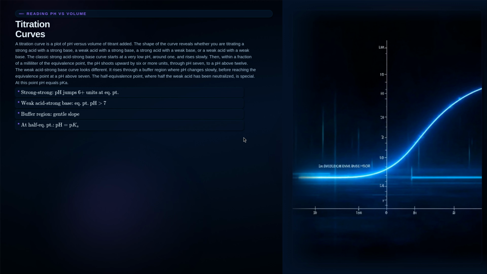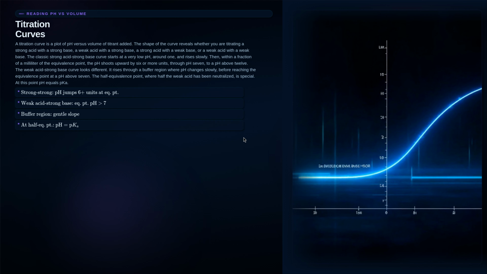The classic strong acid strong base curve starts at a very low pH, around 1, and rises slowly. Then, within a fraction of a milliliter of the equivalence point, the pH shoots upward by 6 or more units through pH 7 to a pH above 12.